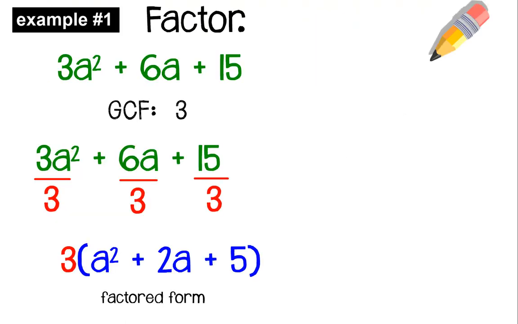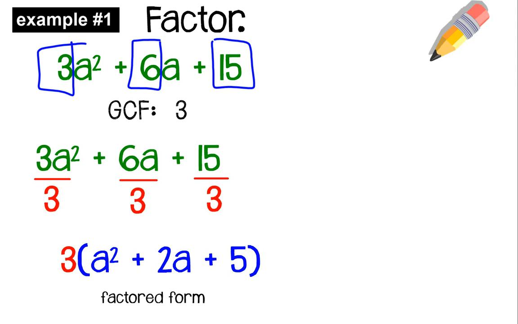So let's take a look at our first example. If you have a copy of the notes, then this is on the notes on the left-hand side. So 3a squared plus 6a plus 15. So I'm going to look first only at the coefficients, or constants in this case.